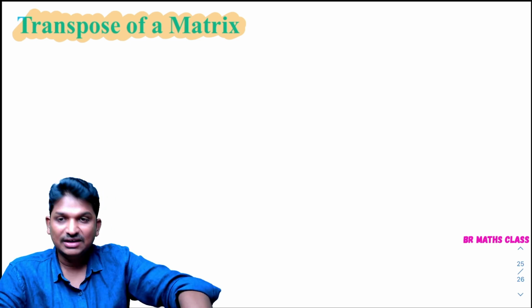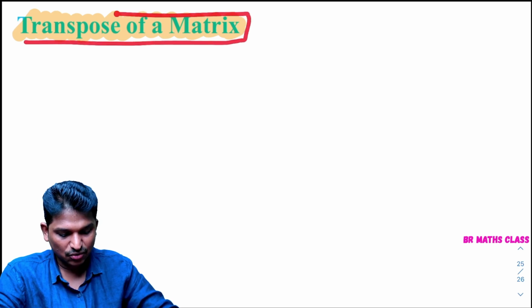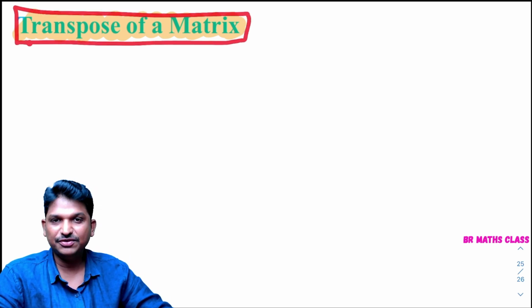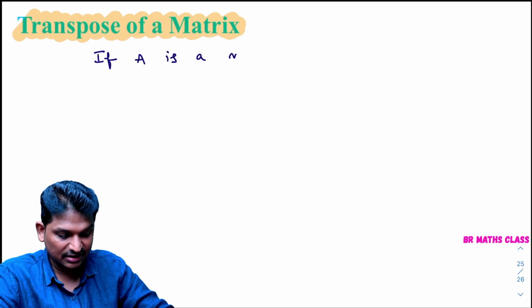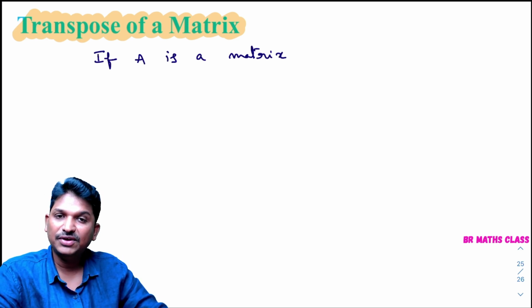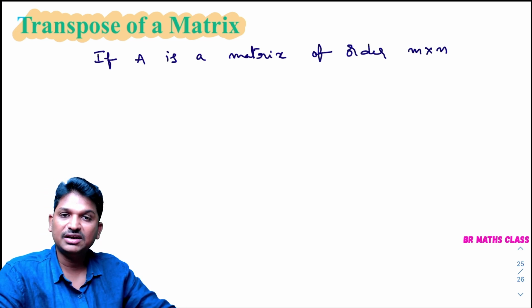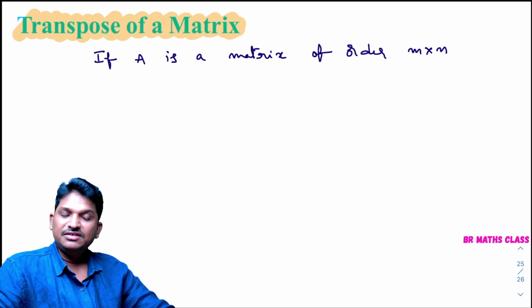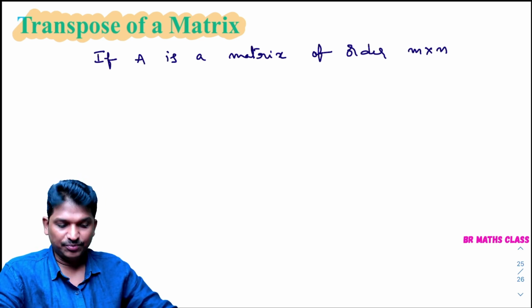Now see this definition, transpose of a matrix. What is the definition of transpose of a matrix? If A is a matrix, what matrix is it? Square matrix, rectangular matrix? It may be any matrix. If A is a matrix of order m by n, then how will you get the transpose of matrix A?